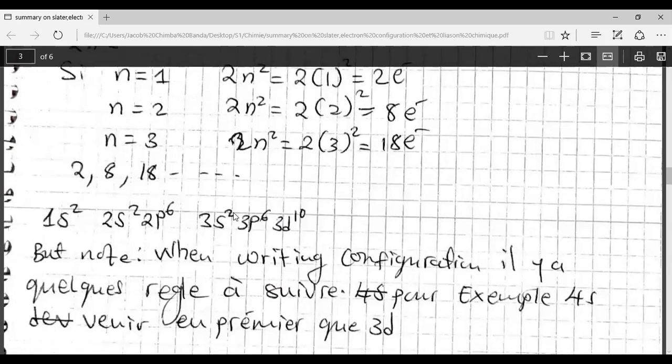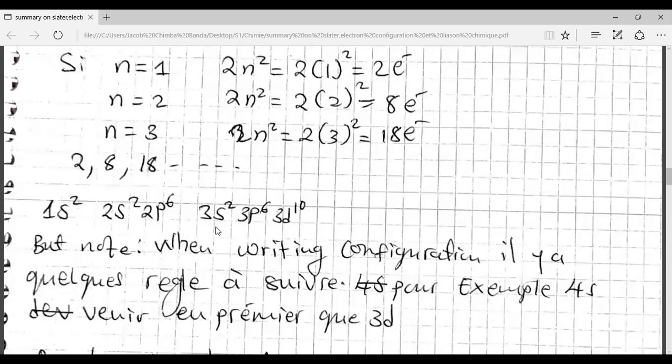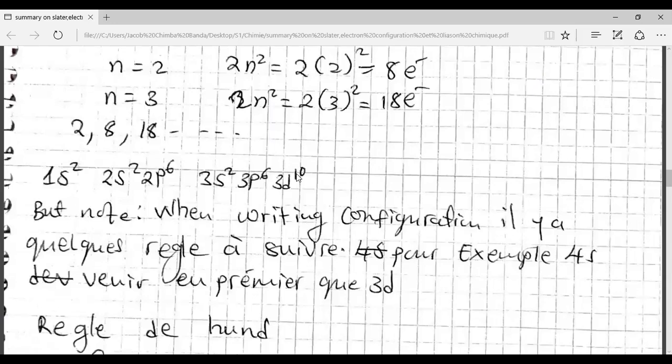So you see, this is the same thing you did before. The first shell has 2, the second 8, the third, since each word begins at S. I just told you to take note that when you're writing this configuration, we don't usually write 3S, 3P, then 3D. No. After 3P come 4S and 3D. I'll tell you why we do that when you're writing configuration.